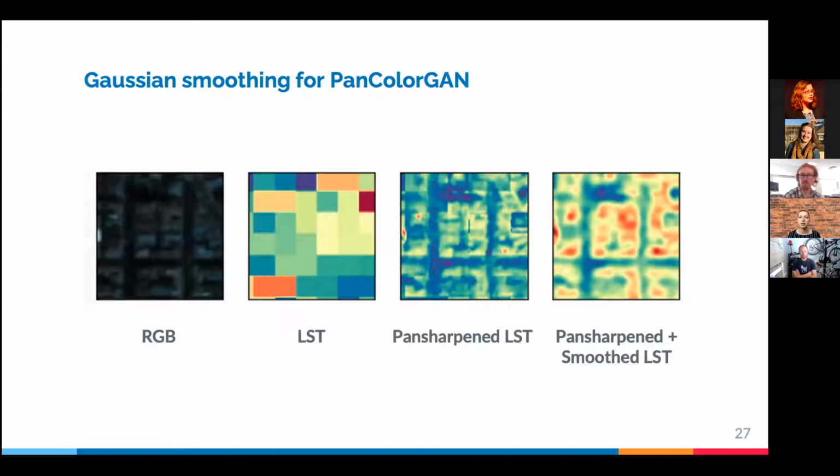Once Gaussian smoothing was applied to the pan-sharpened LST image, it got rid of those odd edge effects in the pan-sharpened LST product and produced something where you're still able to see the outlines of a city block. You've definitely gained spatial information over the LST-only image and lost those edge effects that distinguish the edge of a 70-meter pixel. And this is using a sigma value of 4, again, for Gaussian smoothing.